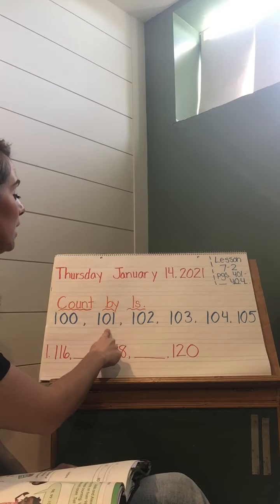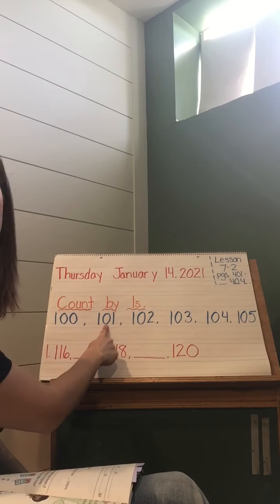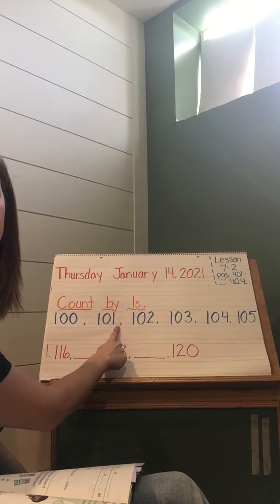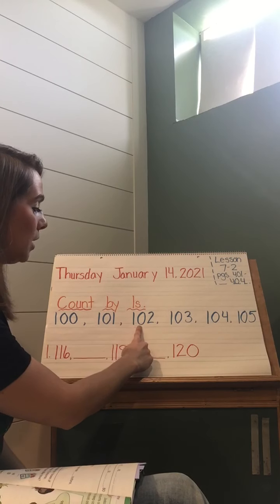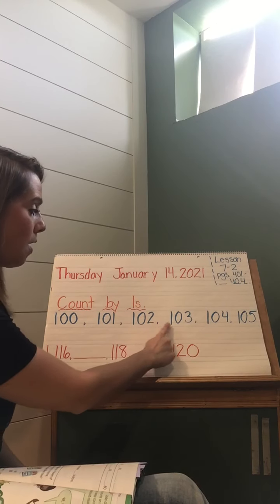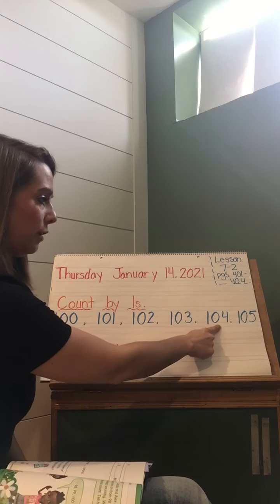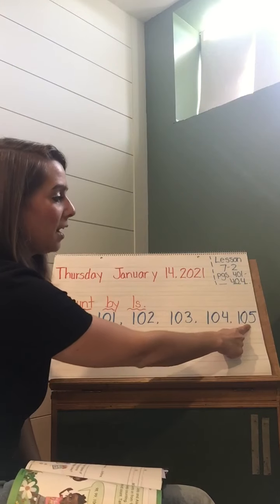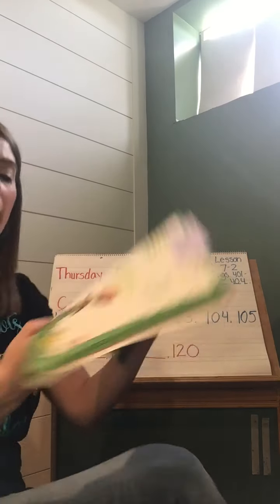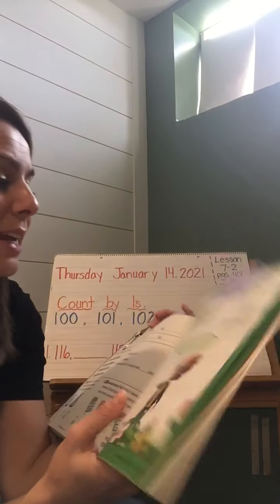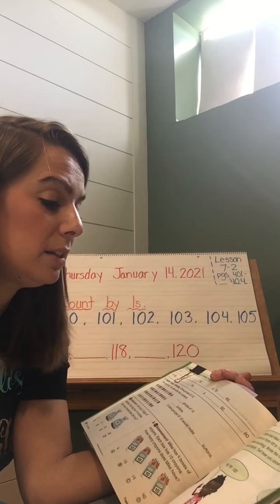Good, 101. Now you can see that this is written as 101. If this is 101, this would be 102, 103, 104, 105. Nice job.